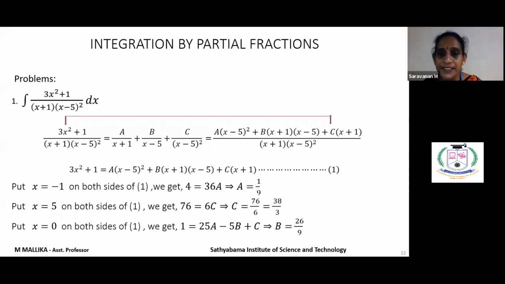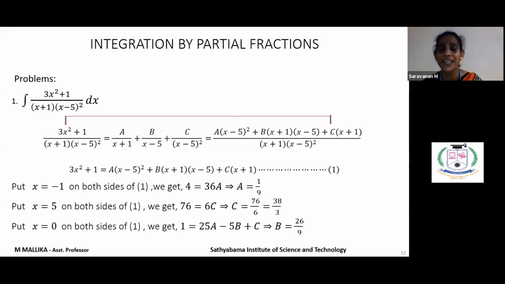So after taking the LCM, what you'll be having is A into x minus 5 the whole square plus B into x plus 1, x minus 5, plus C into x plus 1. Now just compare the last two ratios. You find that the denominators are equal. Therefore, the numerators have to be equal. So you'll be getting one expression, which is 3x square plus 1 is equal to A into x minus 5 whole square plus B into x plus 1 into x minus 5 plus C into x plus 1. Our aim is to find out the three unknowns, A, B, and C.